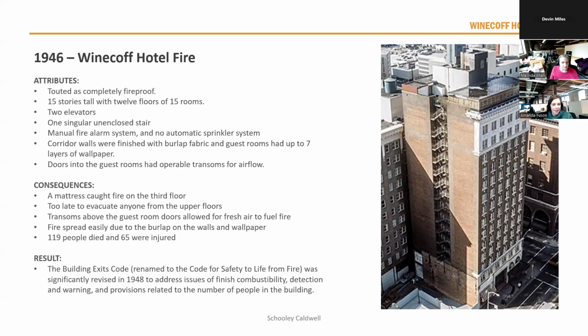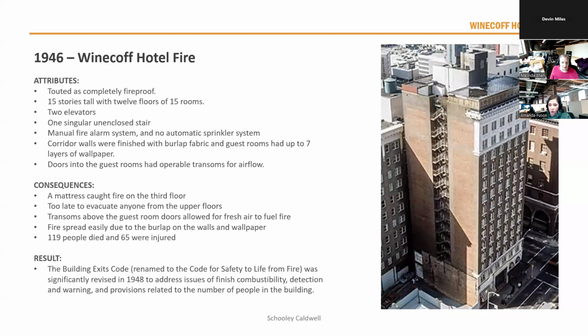Like a lot of historic buildings, it also had operable transoms above all of the hotel guest rooms into the corridor. And it was a common practice to allow airflow in and out of the rooms. But the consequences of this: a mattress caught on fire on the 3rd floor, so a really low floor, and everyone on the floors above wasn't able to evacuate in time. And you can see, the burlap increased the spread of the fire. And those operable transoms actually allowed air in and fueled the fire in the corridors. And unfortunately, 119 people died in total.